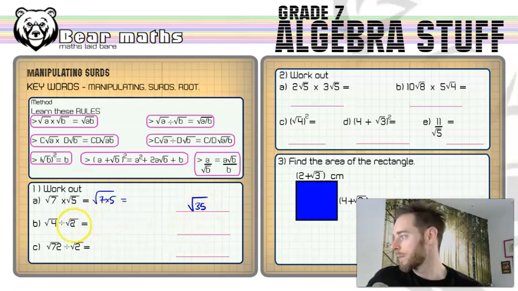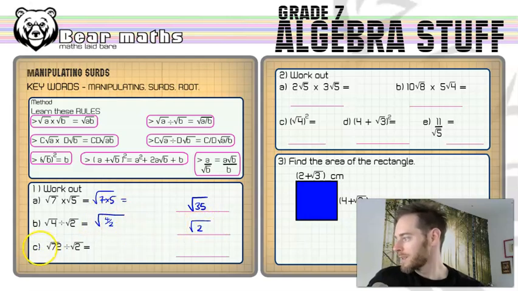Now this one, root 4 divided by root 2, again we just do this: root 4 over 2. Now 4 over 2 is 2, so we just end up with root 2. 4 divided by 2 is 2, so root of 4 over 2 is root 2.